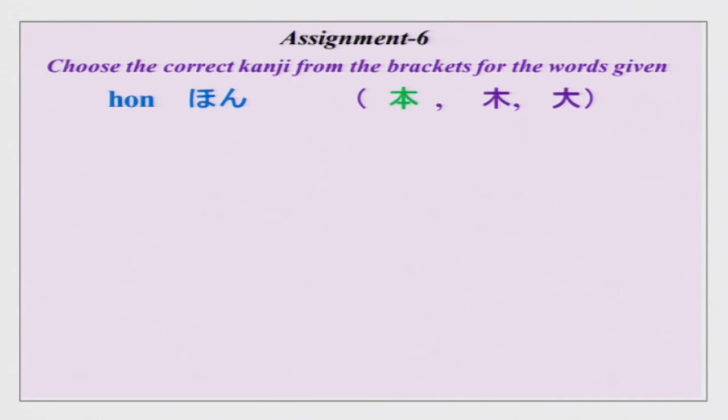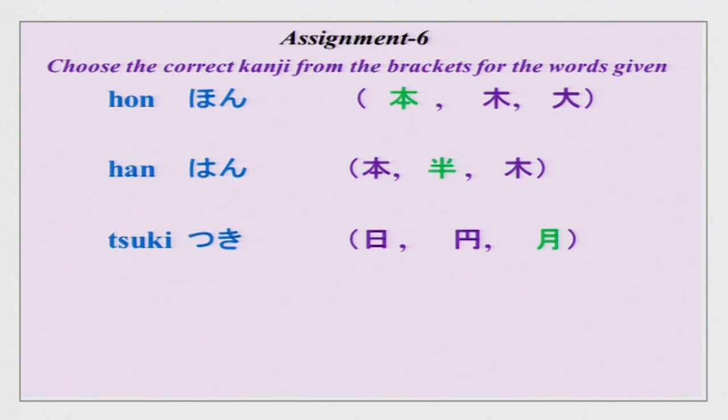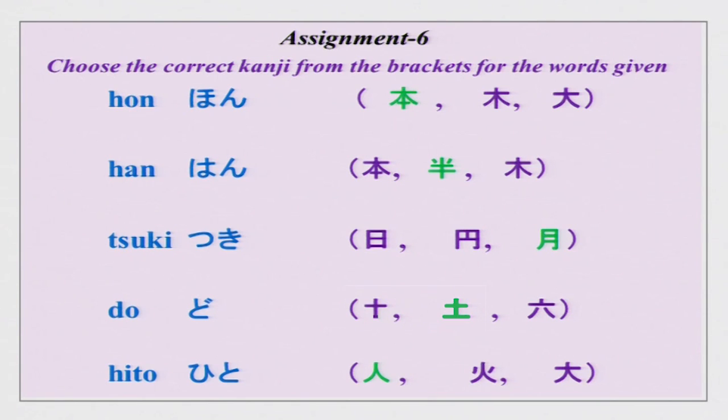You know the word hon, which means a book. Now, all three look similar. The one in green is right, which is hon. I have already done the stroke order with you here on the board. So, you can now see the kanji and try writing it also. Then we have han over here. Han written like this. So, it is a 5-stroke character. Then you have tsuki, which is month. Well, now you have do over here. And then you have hito, which means a person. So, this was your kanji. Please try remembering all of this.